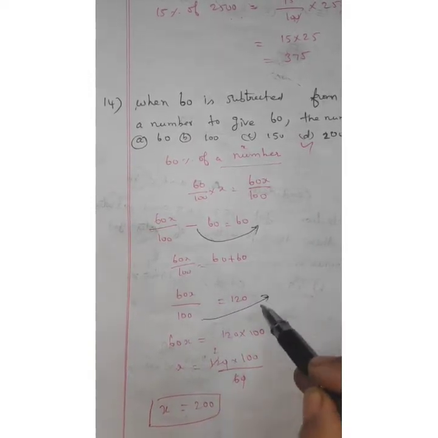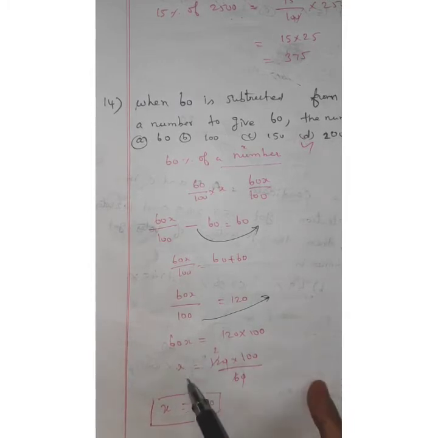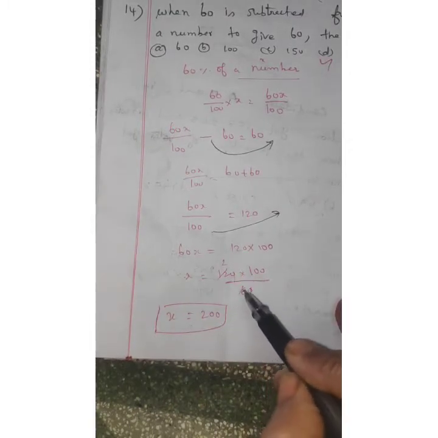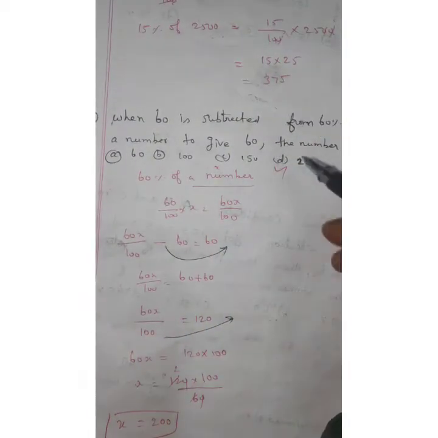60x divided by 100 equal to 120. Do the cross multiplication. 60x is equal to 120 into 100. x equal to this over 60. Cancel the zeros. One six is 6, two sixes are 12. x equal to 200. So this question's answer is 200.